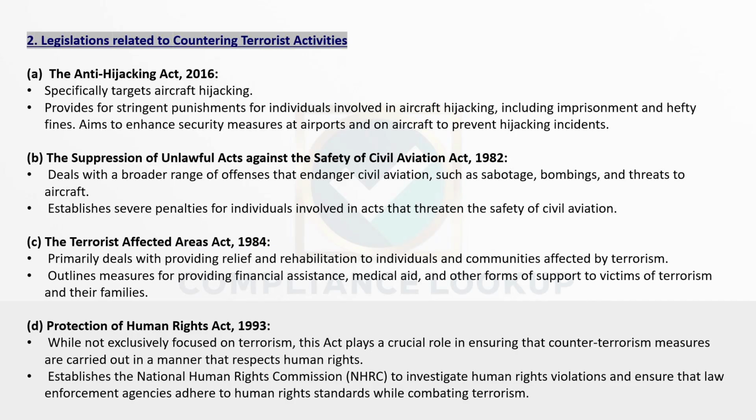Second, ensures that law enforcement agencies, while combating terrorism, must operate within the framework of human rights. Example: in the past, there have been instances where innocent civilians were detained in counter-terrorism operations. The NHRC can investigate such cases to ensure that innocent people are not wrongly targeted, ensuring a balance between national security and human rights.